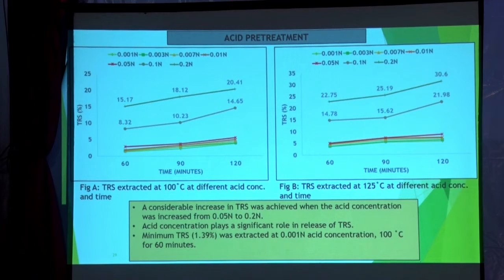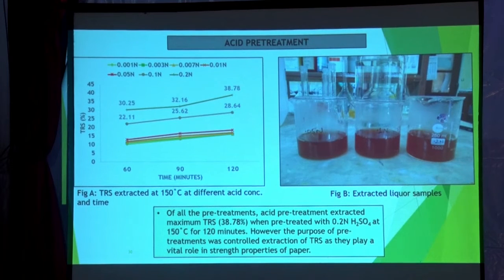Now coming on to the results of the acid pretreatment, the TRS extracted at 100 degrees Celsius shows a considerable increase in TRS when the acid concentration was increased from 0.05 normal to 0.2 normal. And the minimum TRS, that is 1.39%, was extracted at 0.001 normal acid concentration for 60 minutes at 100 degrees Celsius. Of all the pretreatments, acid pretreatment extracted maximum TRS, that is 38.78% when pretreated with 0.2 normal H2SO4 at 150 degrees Celsius for 120 minutes.